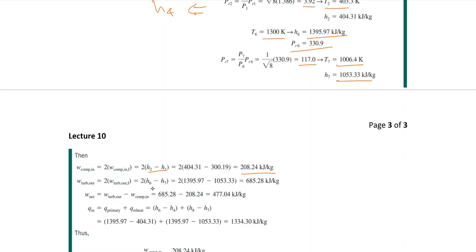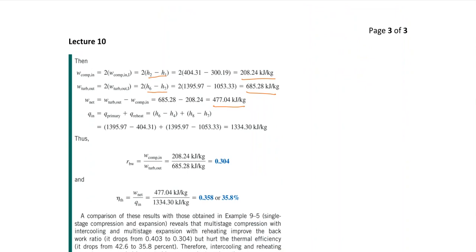The turbine work done, again, at 6 minus first stage multiplied by 2, would be 685. The net work would be equal to 477.04. Now, the question was whether we should use the regenerator, although we are already using intercooling and reheating. Let's find the thermal efficiency without a regenerator and with a regenerator.